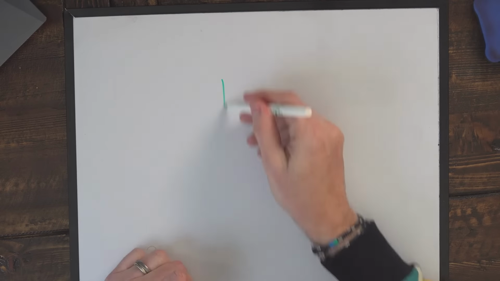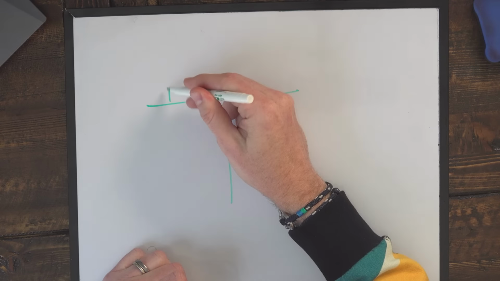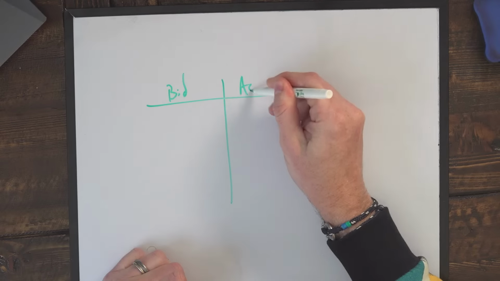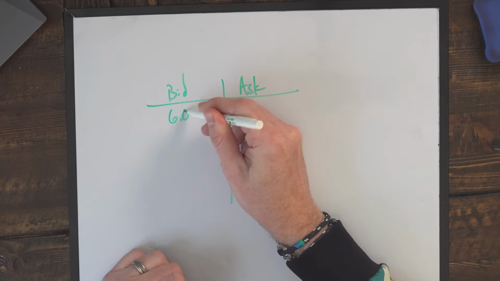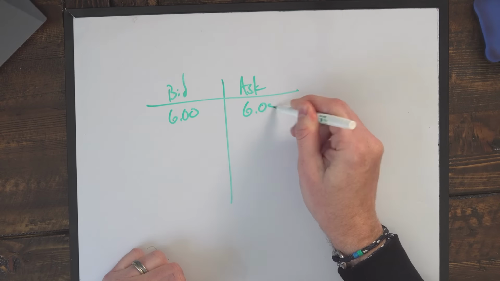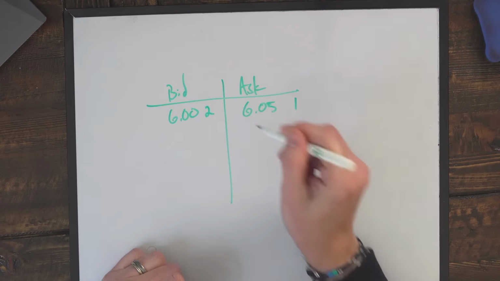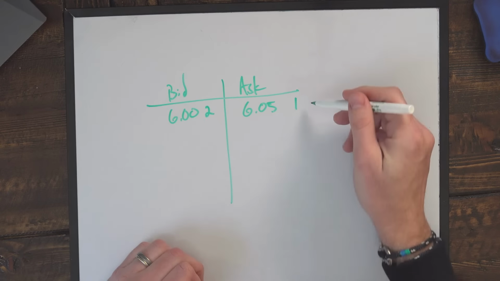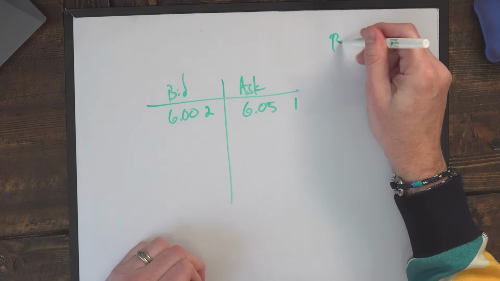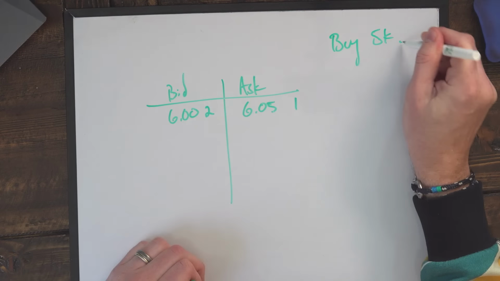So the way I look at hidden sellers, we've got our level 2 here. We've got the bid and we've got the ask. Let's just say this is $6 and this is $6.05. It might be showing only 1,000 shares on the bid and 2,000 shares on the ask. But then all of a sudden you press the buy button. So you press a buy order for 5K shares.